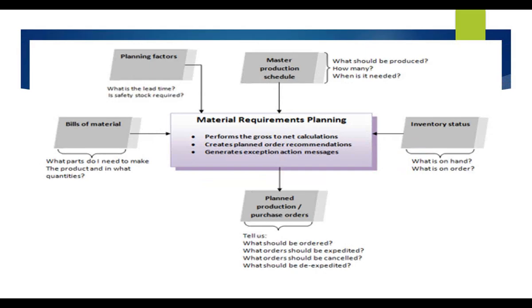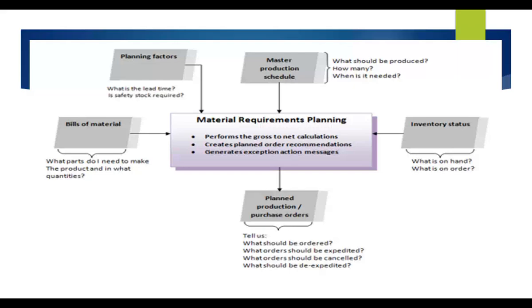So here, a little different visual on how the MRP system works, a little bit more down on the details. MRP starts up at the top. You see the master production schedule: what should be produced, how many, and when. This feeds the demand information into MRP.